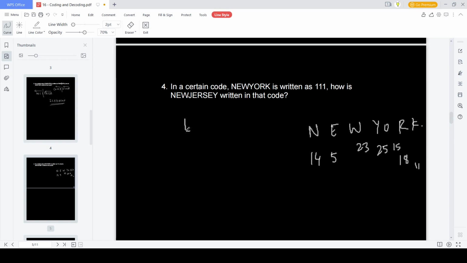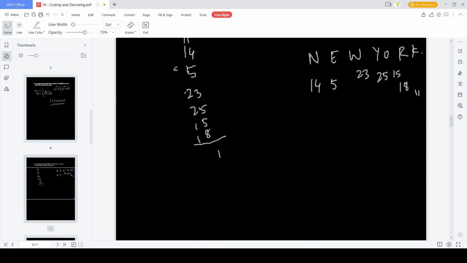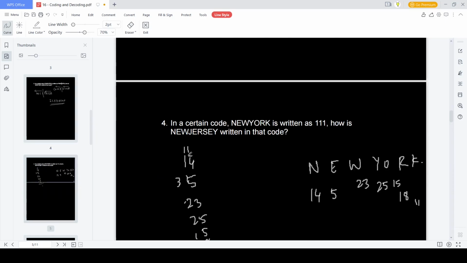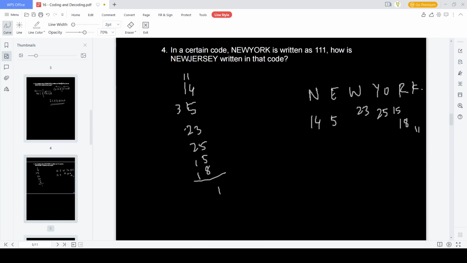Okay, so I'll just try adding all these. If I get the answer as 111, then I'm right. So 23, 25, 15, 18, and 11. So this comes as 5, 10, 10, 13, 18, 26, and 31. 1 carry 3, and then this is 1, 2, 5, 6, 7, 8, 9, 10, 11. Yeah, it is 111. Okay, so basically what I have to do is add New Jersey's numbers.